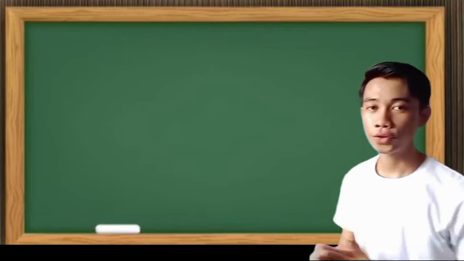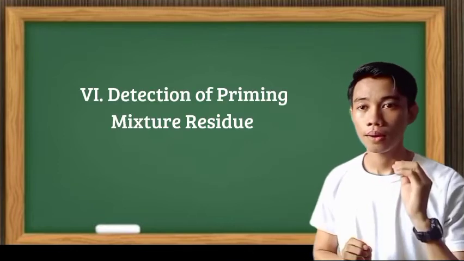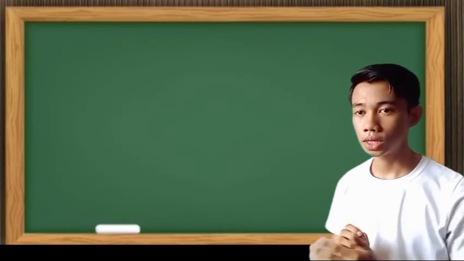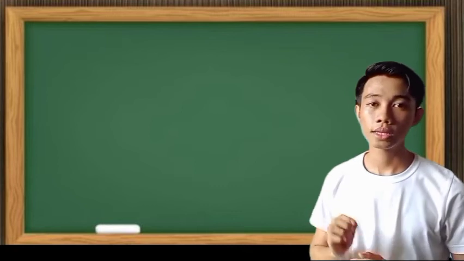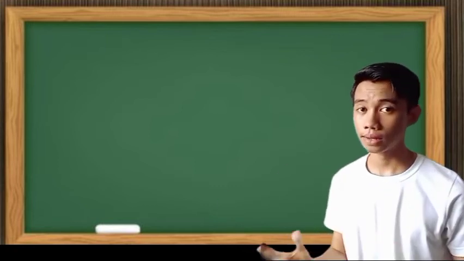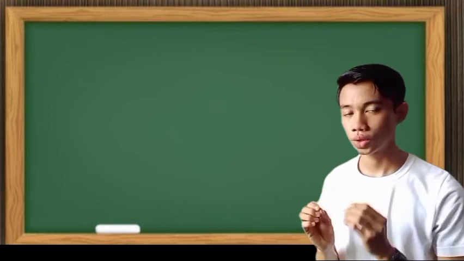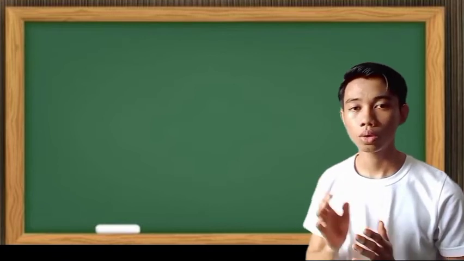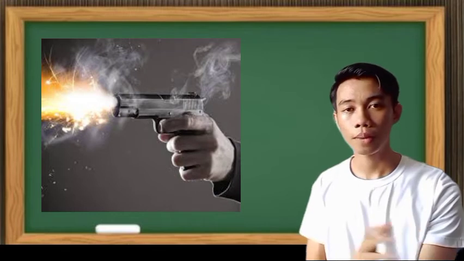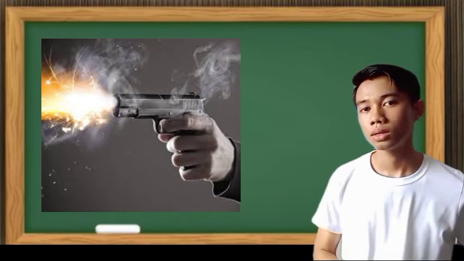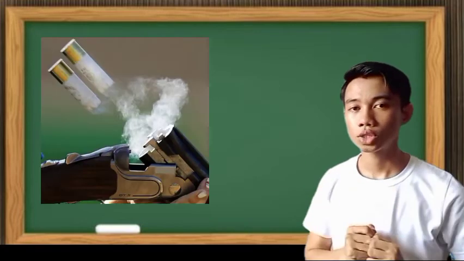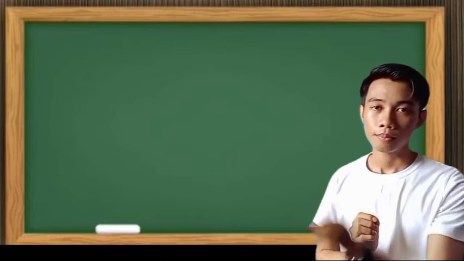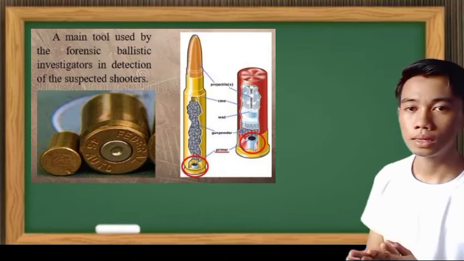So, okay, last topic for this lesson is the detection of priming mixture residue. So, this one is a main tool used by the forensic ballistics sa investigation nila. So, in terms sa process na ito, ay same as well sa process ng gunshot residue examination o yung nitrates and nitrites examination natin, yun nga lang nakafocus siya sa priming mixture, yung nasa ilalim na part ng ating bullet, ng ating cartridge case o yung live ammunition. So kapag pinaputok na yon, yung residue na nasa backside o sa kamay mismo ng suspected person, ay yun yung pagbabatayan ng kanilang main source of examination in order for them to gather evidence and information para sa kanilang process of investigation.